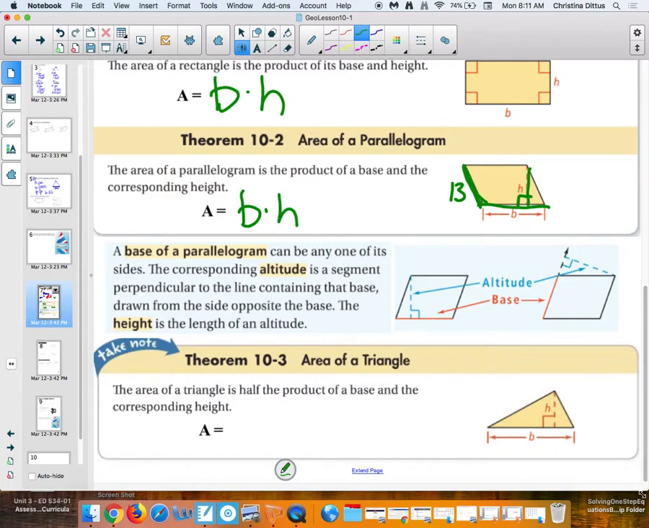And then lastly, who knows area of a triangle? Half base times height. 1/2 times base times height. How are we doing so far? Okay. Just thought I'd check.